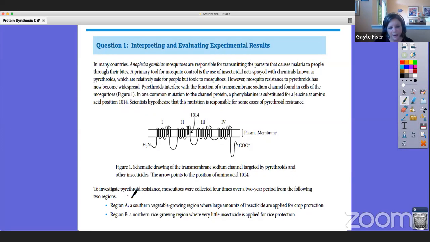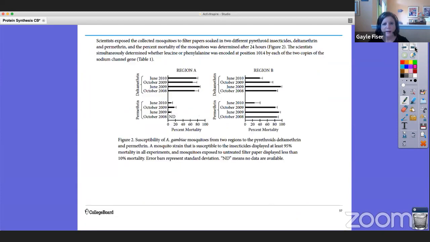To investigate pyrethroid resistance, mosquitoes were collected 4 times over a 2-year period from the following regions. In region A, a southern vegetable growing region where large amounts of insecticides are applied, okay? And region B, a northern rice growing region where very little insecticide is applied. Okay, let's see what else.